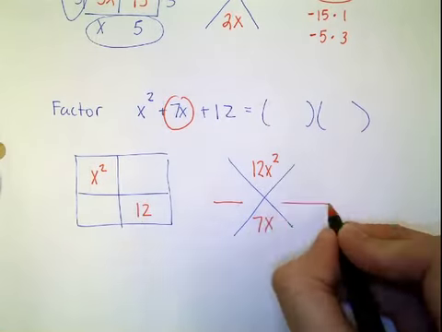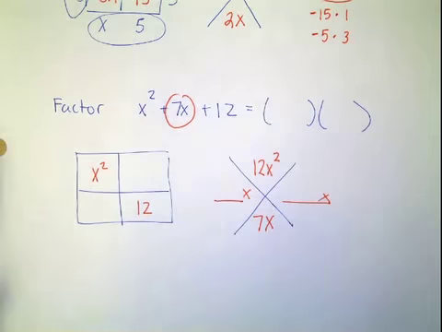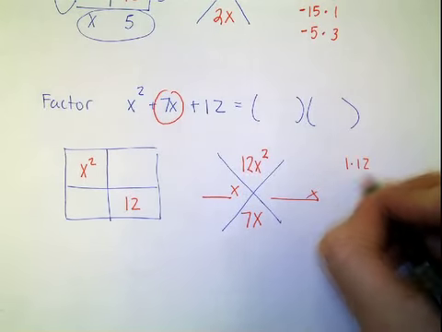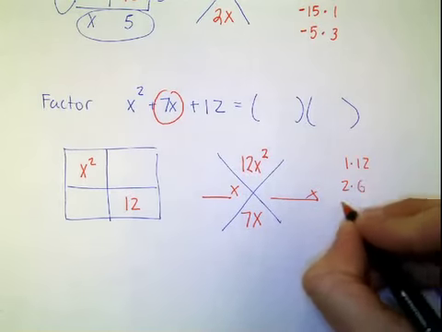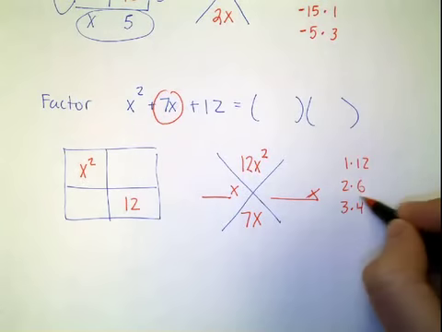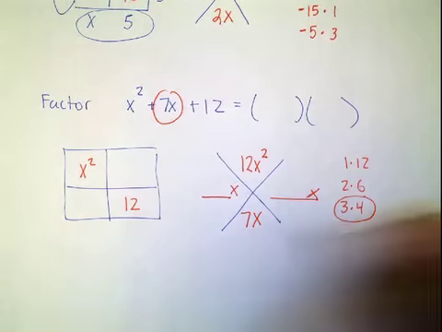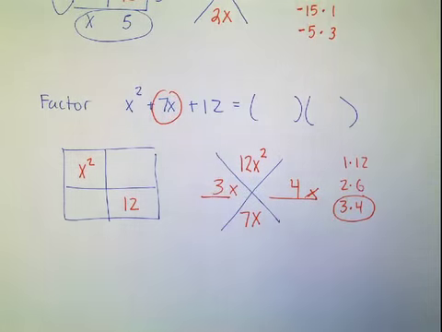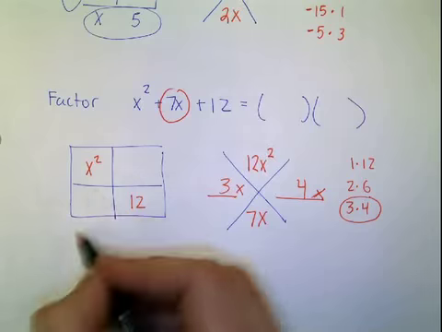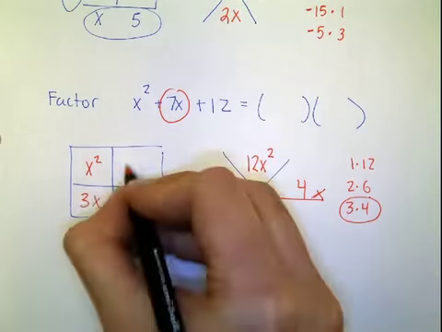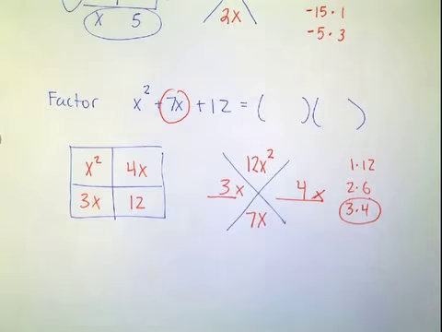So I'm looking for things that will both have an x, that multiply to 12 and add to 7. I'm thinking of all the things that multiply to 12, like 1 times 12, 2 times 6, 3 times 4. The one that catches my eye is the 3 times 4, because 3 plus 4 is 7. So it looks like a good answer. So 3x and 4x go in these corners. It doesn't matter where. I'm going to put 3x in the bottom, 4x in the top. You can go vice versa if you want.